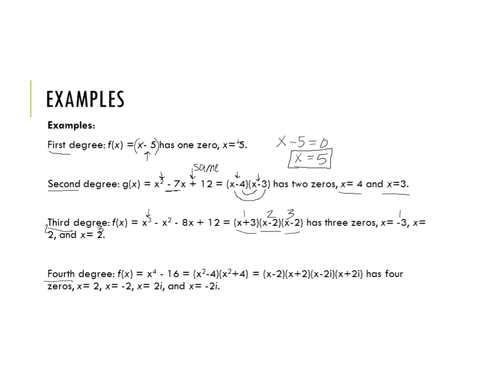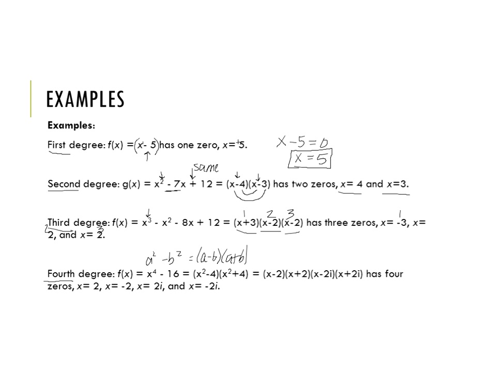All right, and then the last example is a 4th degree polynomial. It's x to the 4th minus 16. Notice this is like the difference of squares. Remember, a squared minus b squared, if you factor that, you get a plus b, a minus b.